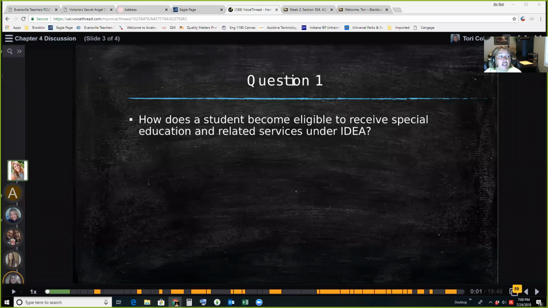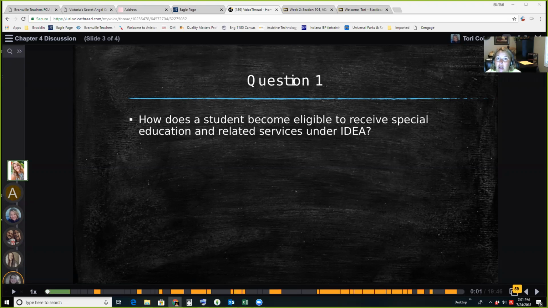I'm going to share my screen here. Okay, so the first question: this chapter 4 had to do with IDEA, which is the Individuals with Disabilities Education Act. As you read through, it's been through several different iterations. We are currently in IDEA 2004, or you may have heard IDEIA, Individuals with Disabilities Education Improvement Act. But one of the things I want to discuss is how does a student become eligible to receive special education and related services under IDEA?